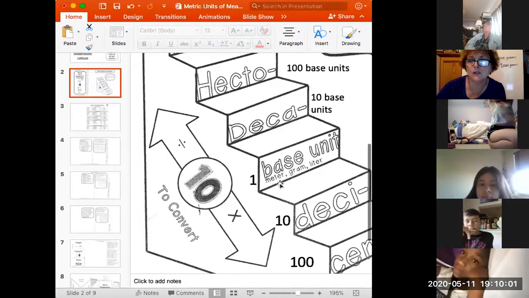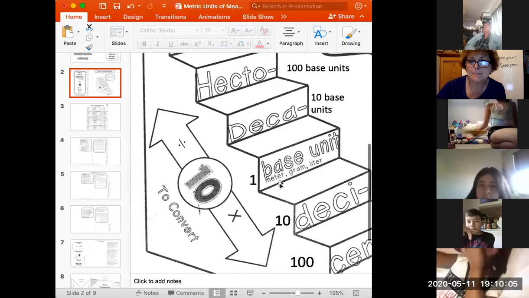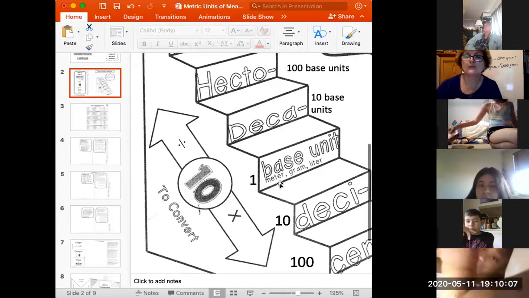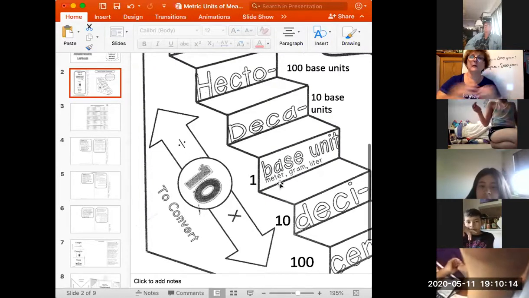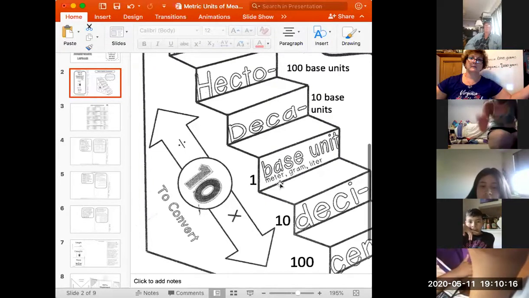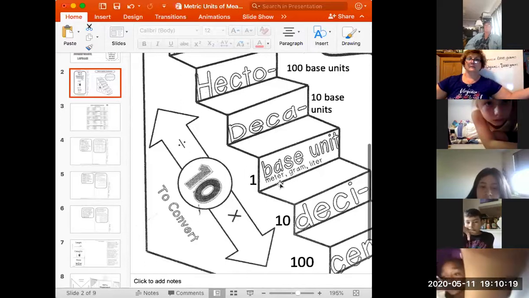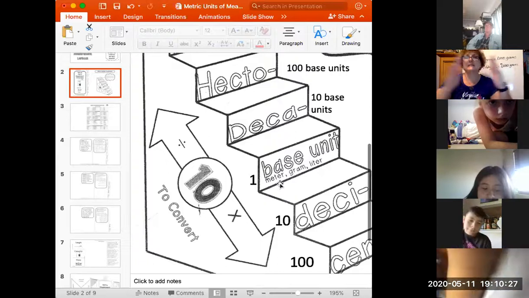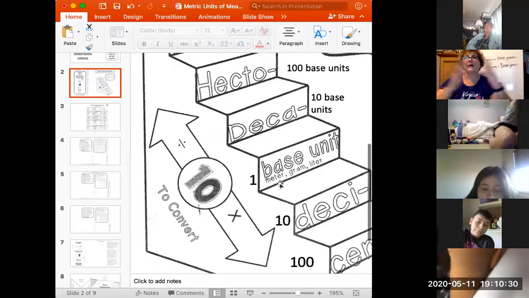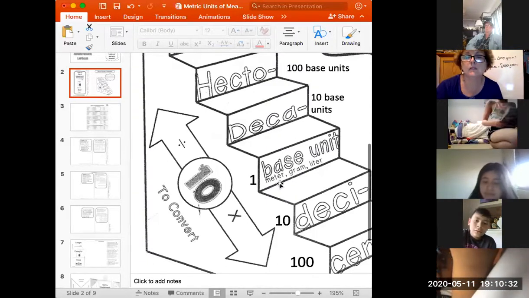What does meter measure? Meter measures what? Meter measures, look at my hands. How does it measure? Meter measures distance. Yeah, how far it is away. Meter measures distance.